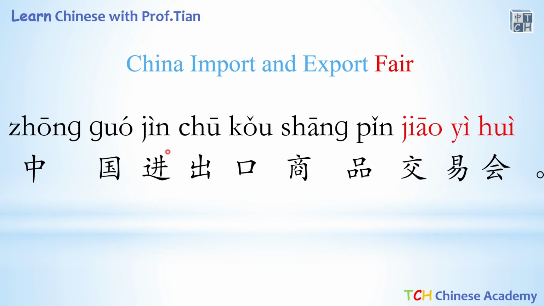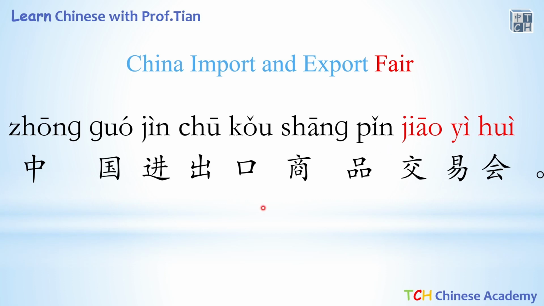And 中国, that's China, and pay attention to this one. 进 means in, import, and 出 means export. So instead of saying import and export, we say in and export. This 口, yes, it can mean the mouth, but also means the port. So 进出口, that's in and export. And 商品 means the commodities. So that is China Import-Export Commodity Fair. So 中国进出口商品交易会. This Canton Fair is actually the 中国进出口商品交易会.